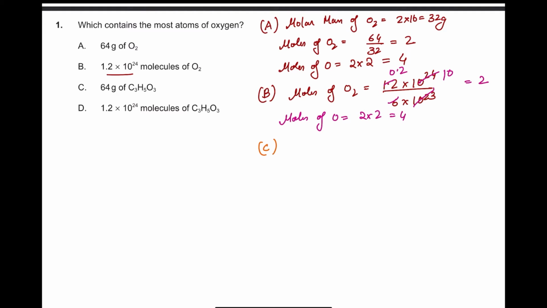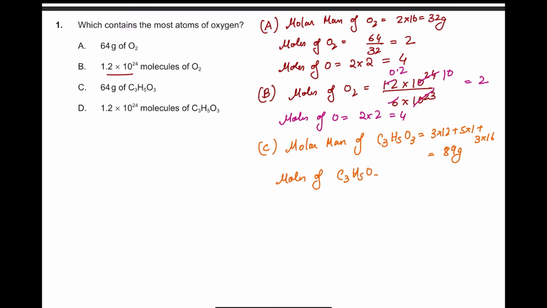Moving on to option C, we have 64 grams of C3H5O3. So firstly, to find the moles of C3H5O3, we need the molar mass. So molar mass of C3H5O3 would be 3 times 12 for the carbon, 5 times 1 for the hydrogen, plus 3 times 16 for the oxygen, which will come out as 89 grams. So moles of C3H5O3 would come out as 64 divided by 89. Moles of oxygen would be 3 times the total moles of C3H5O3, so 3 times 64 by 89, which would approximately come out as 2.157.